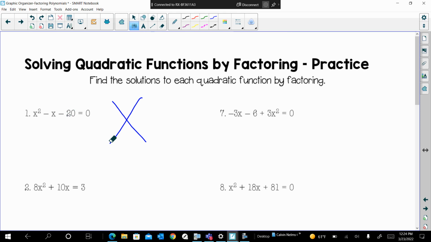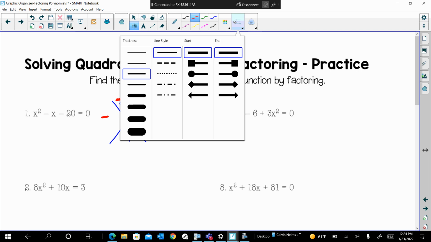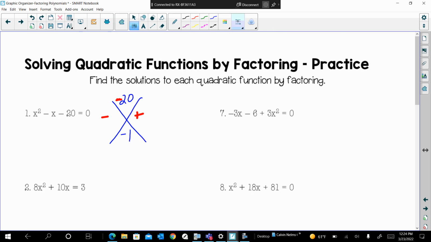Because there's no coefficient, and it's a trinomial. What number is going to go on the top of the puzzle? Negative 20. Good. What number goes on the bottom of the puzzle? Negative 1. Good. Because I see it's a negative sign for the 20, I'm going to have a negative and a positive type of factor. What would be my factors of negative 20 with the sum of negative 1? Negative 5, positive 4.